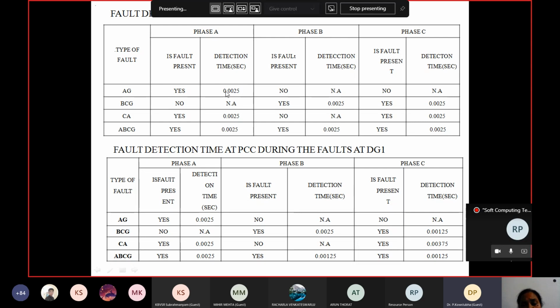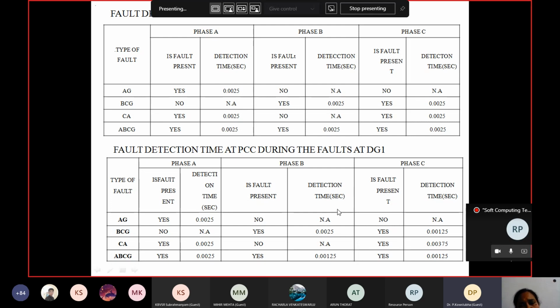That means a fault condition can be detected in that time period. Corresponding time periods are like this: AG 0.0025, BCG 0.0025. We can detect a fault in this time period itself, 0.0025. Like that, for AG, BCG, CA, ABCG, for all 11 types of faults, we can tabulate the time periods at all DGs as well as at the point of common coupling.